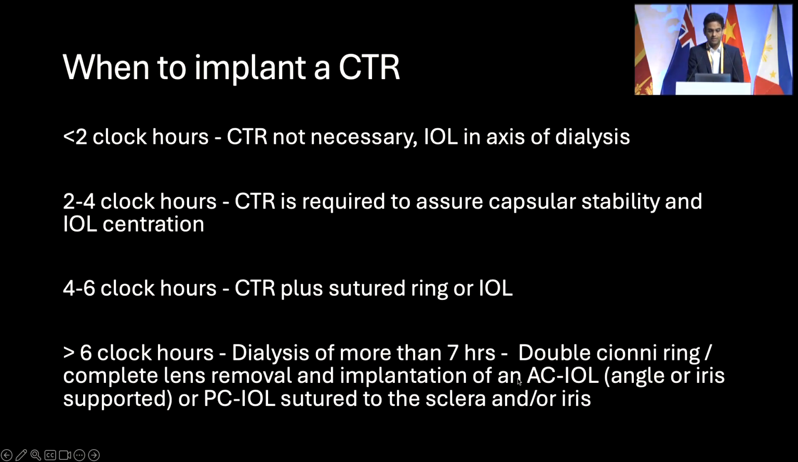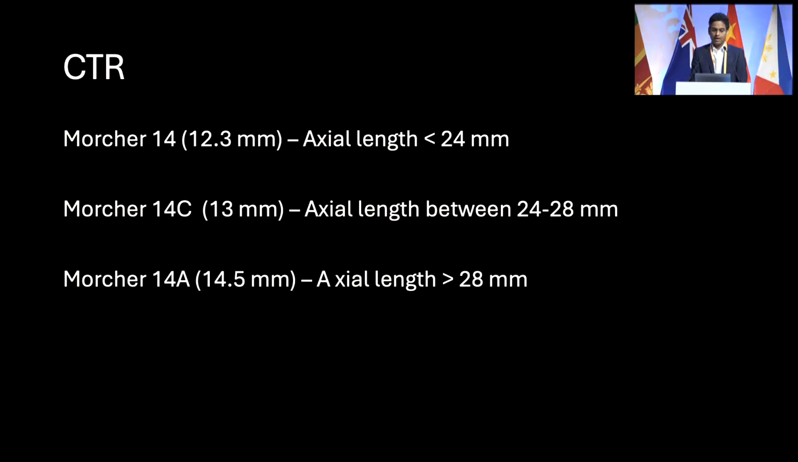So when to implant a CTR? When it's less than 2 clock hours, a CTR is not necessary. You can place the IOL in the axis of the dialysis. For 2 to 4 clock hours, you must use a CTR. For 4 to 6, you can have a CTR plus a Sioni ring or an AMID segment. For more than 6 clock hours, you can have a double Sioni ring or a double AMID segment on either side. Of course, there are sizes of CTR, 14, 14C, 14A, depending on the axial length. And always insert the CTR in the area of the zonular dialysis first.